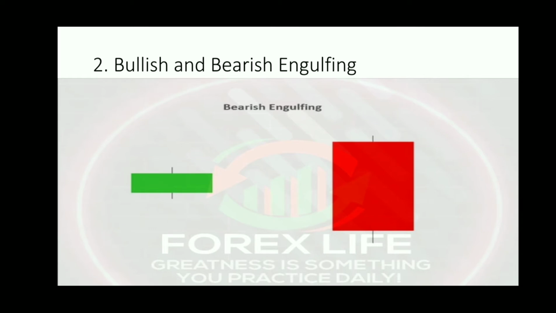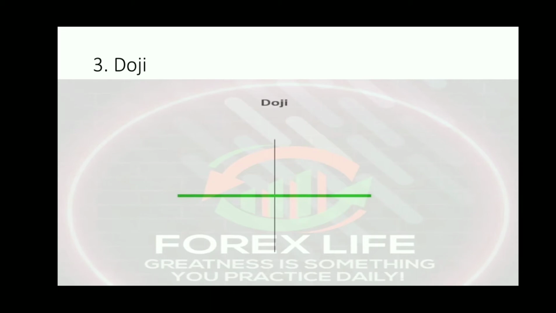It engulfs that candle, and that is why we call it the bullish or the bearish engulfing. Same for the bullish: the green candlestick will cover the entire red candlestick, the previous candlestick. Let's move on to number 3, the doji.